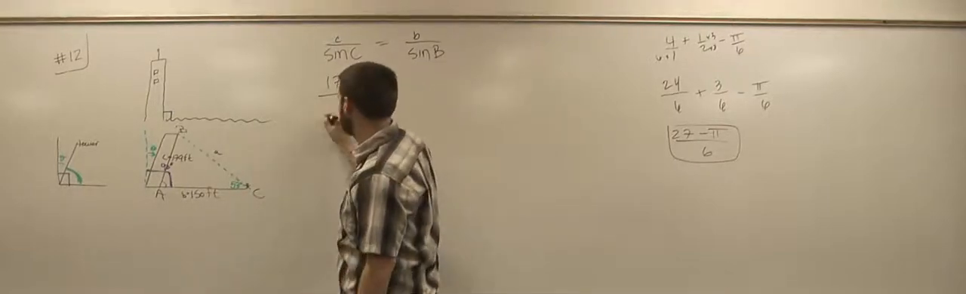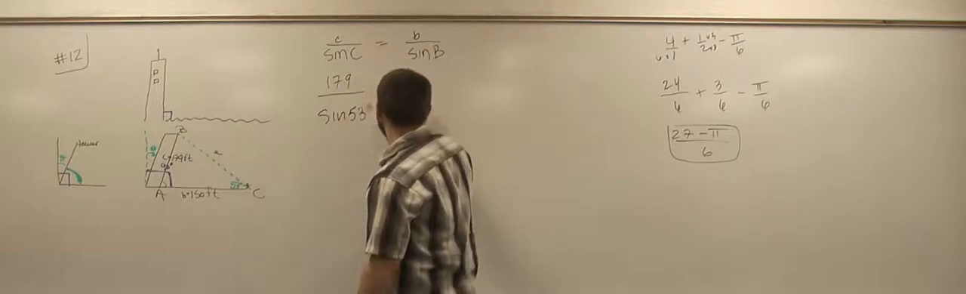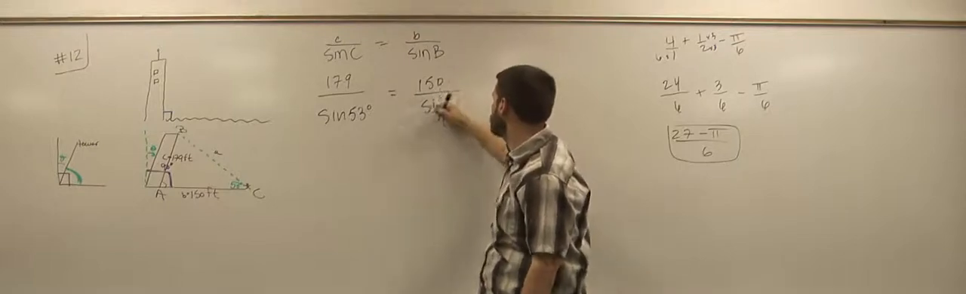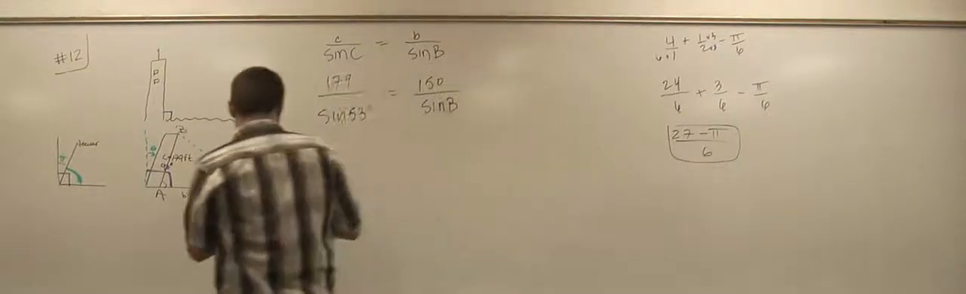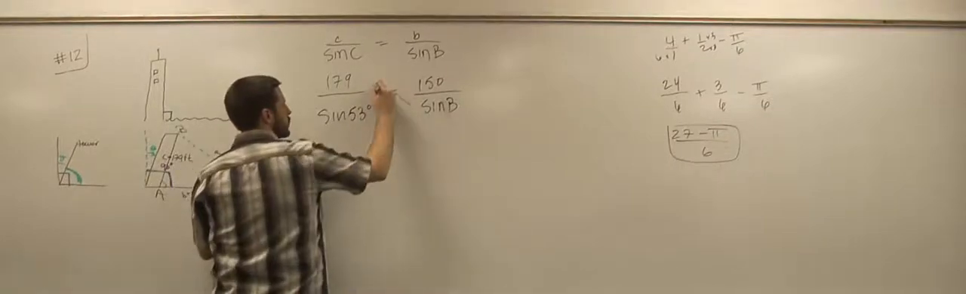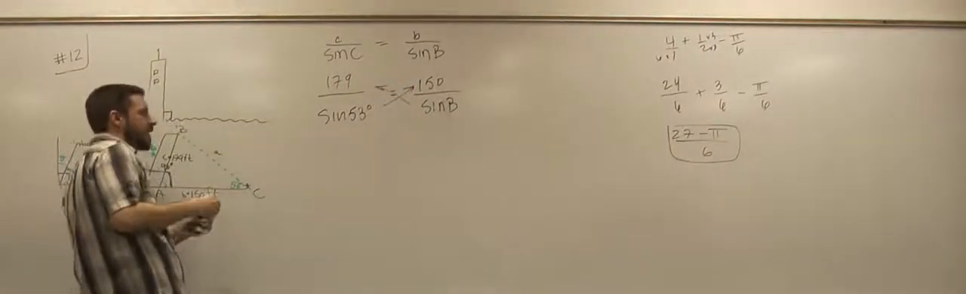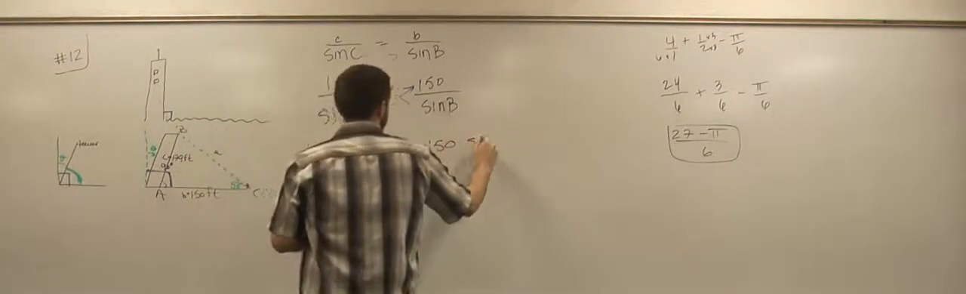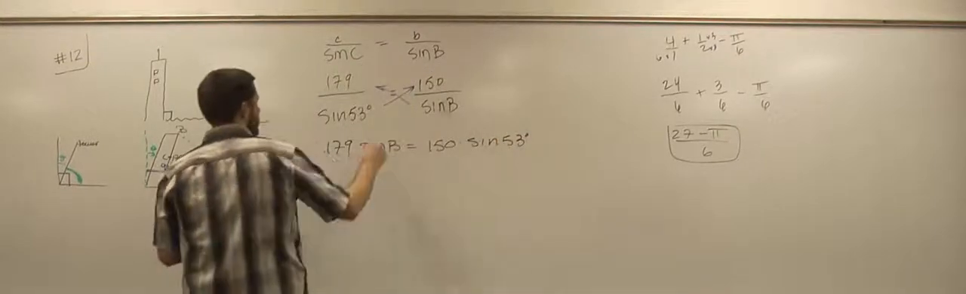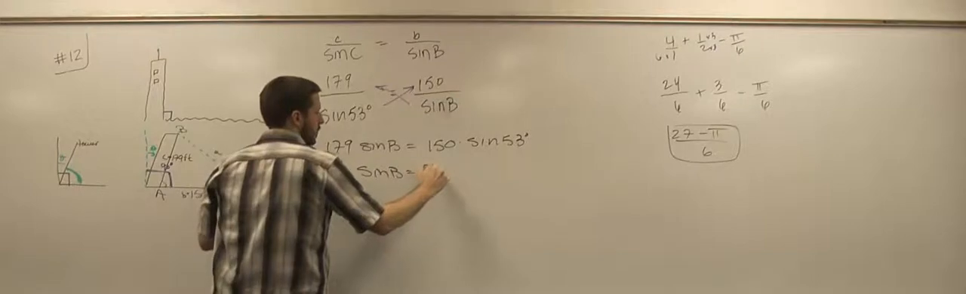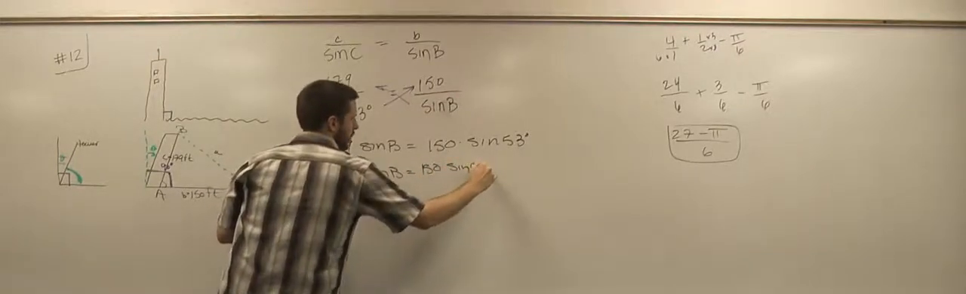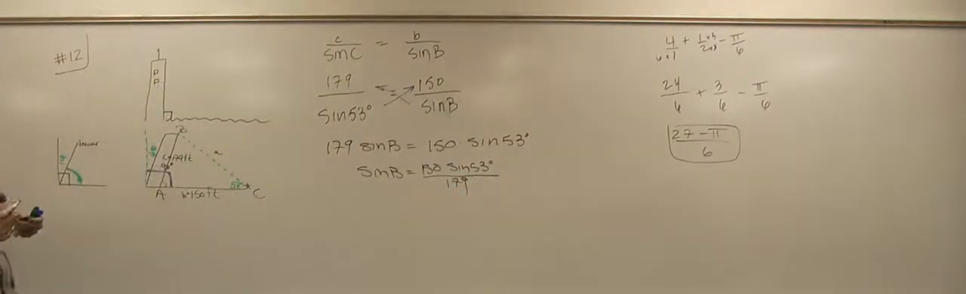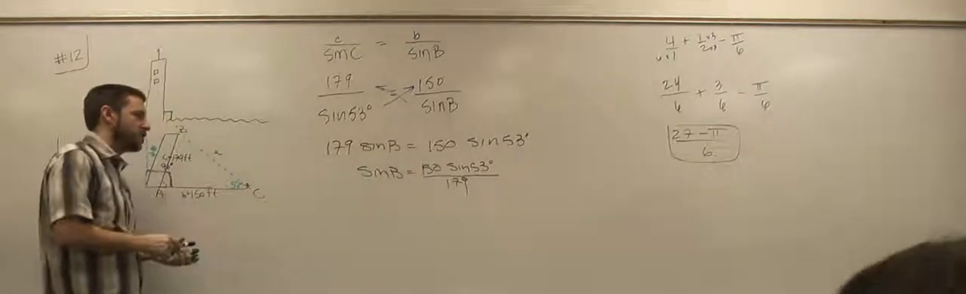179 over sine 53 equals little b, which is 150, over sine big B, which we don't know. So multiply: 179 sine B equals 150 times sine 53. Divide by 179. And after you get a decimal for that, you have to take sine inverse to get what B is.